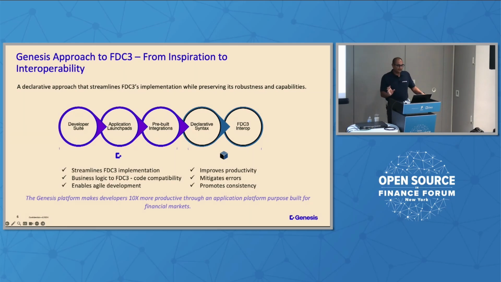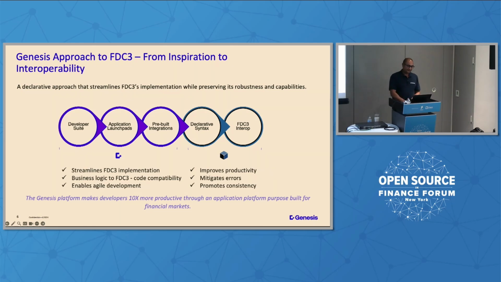Now, declarative programming is very powerful in this context because it allows developers to focus on what they want to do with the system rather than being concerned with the low-level details of how to achieve it. In this fast-paced and highly regulated industry, declarative programming provides significant advantages. It not only reduces the development time, but also minimizes errors and promotes consistency across the different interactions. For FDC3, this approach ensures that systems can interact smoothly without the overhead of writing extensive custom logic.